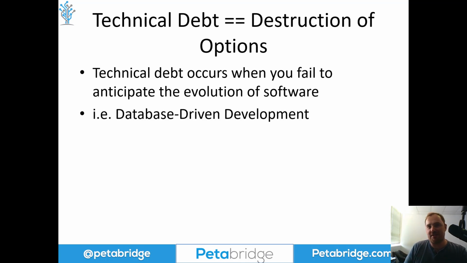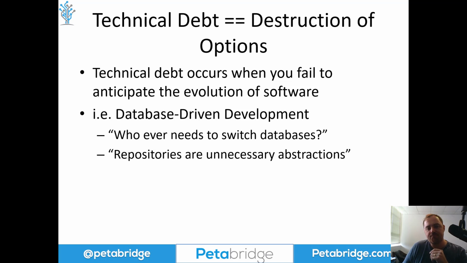A really classic example of this is database-driven development, where you highly couple the way your software works to a very specific database implementation. And when that implementation no longer suits the way your application is used or needs to be used, now you're in trouble. You haven't given yourselves a lot of options to migrate or take other types of actions, such as moving part of your system over to a different database that's better suited for it, because everything is so tightly coupled together.